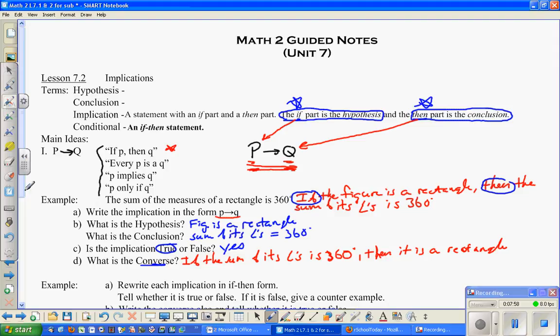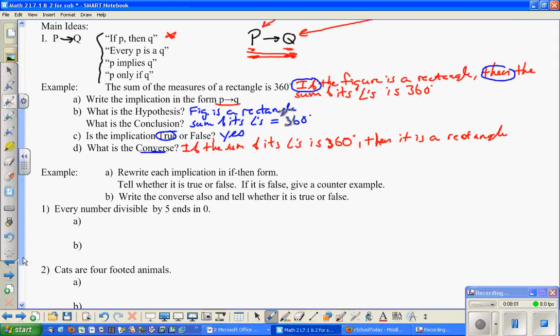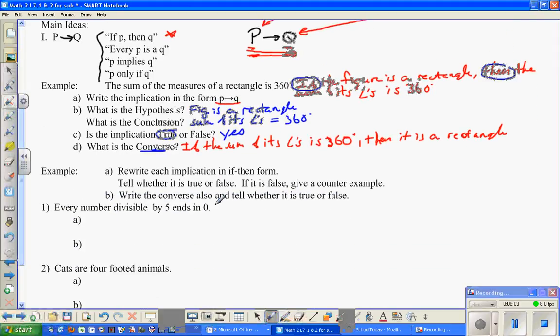Alright. Rewrite each implication in if-then form and tell whether it is true or false. If it is false, give a counterexample. Write the converse also and tell whether it is true or false. Every number divisible by 5 ends in 0. Okay, well, every. There's the notation. Every P is a Q represents if P, then Q.